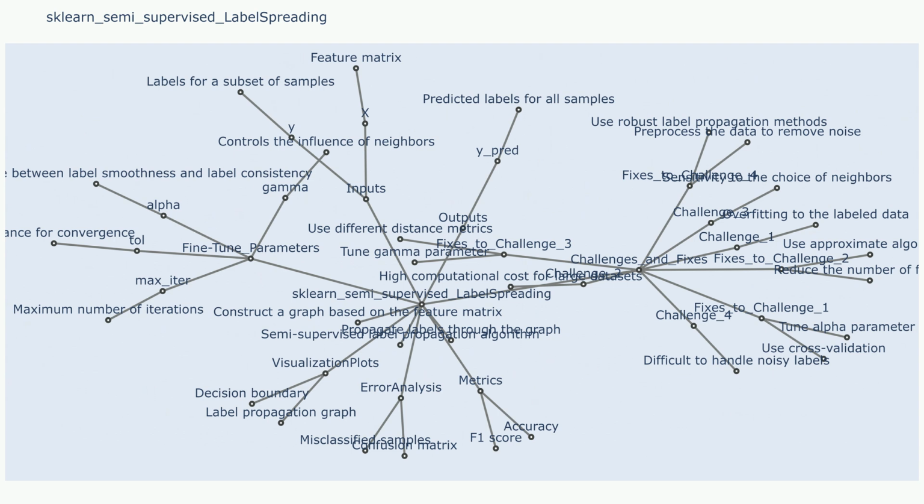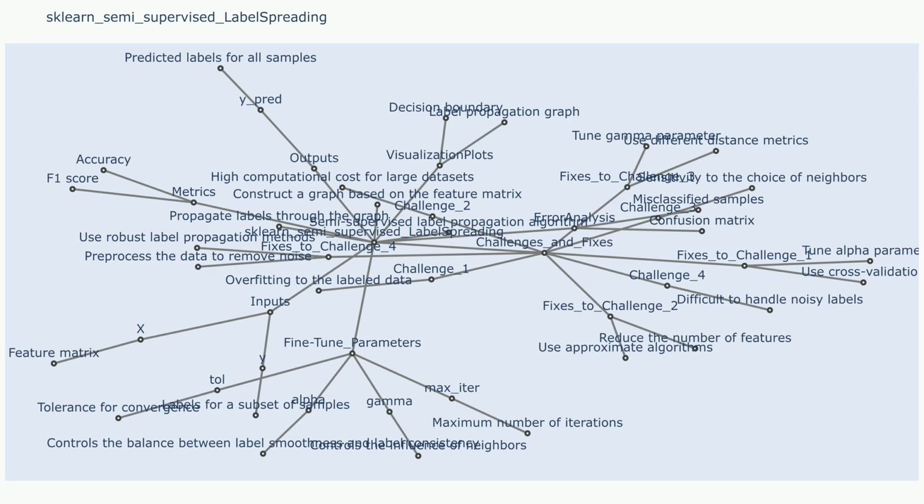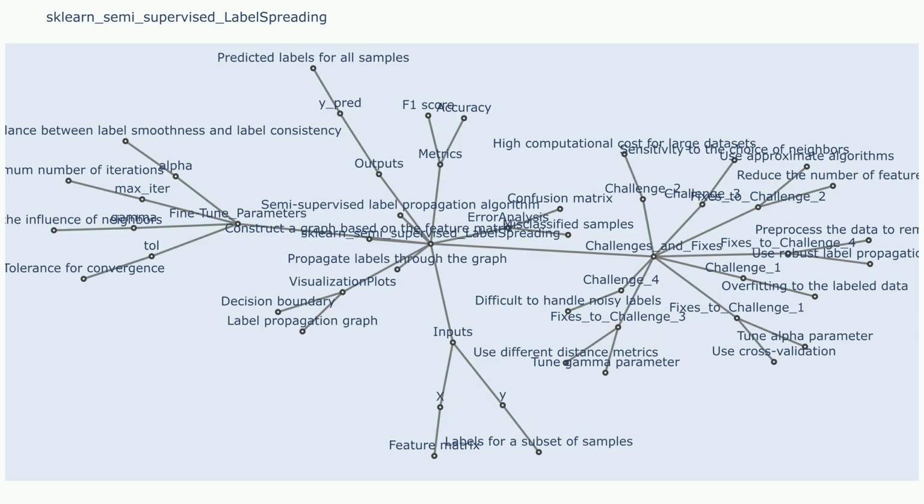A higher gamma value implies a more localized influence of neighboring data points on the label propagation, while a lower gamma allows for more global propagation. Confidence score. The algorithm can provide a confidence score for each predicted label, indicating the certainty of the prediction. This score can be used to identify uncertain predictions and potentially focus on those data points for further analysis or label correction.